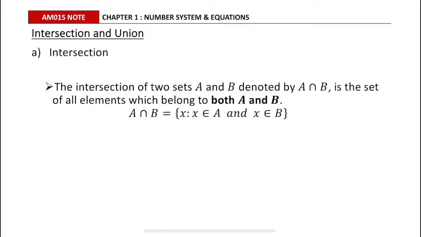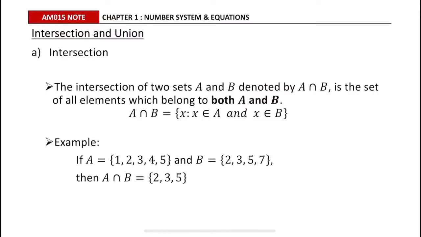The intersection of two sets A and B is denoted by A intersect B, and it is the set of all elements which belong to both A and B. For example, if set A contains numbers from 1 until 5 and set B contains the numbers 2, 3, 5 and 7, then the elements that belong to both sets are 2, 3 and 5. Therefore, A intersect B is equal to {2, 3, 5}.